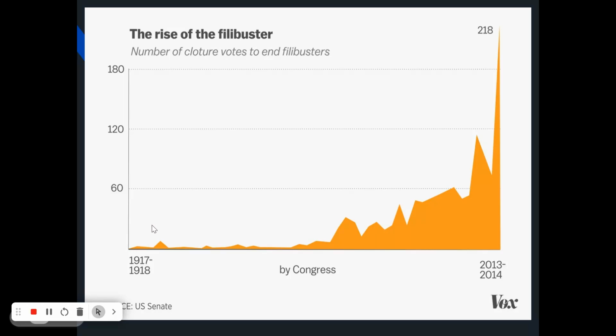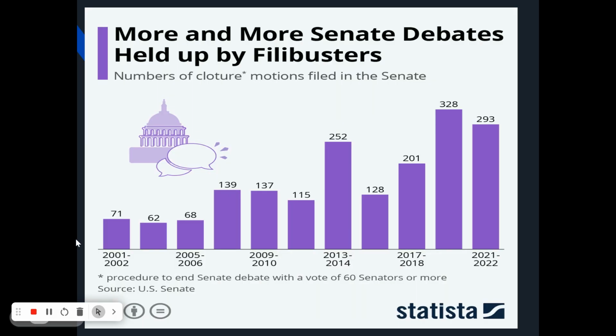You can see how much more frequently it's used in modern times. And again, this graph just shows you some of the more recent Senates, how frequently these filibusters occur now, just because the minority party doesn't want to let the majority party basically have their way, right? So again, this is pretty significant. The filibuster is another major reason why Congress is not passing a whole lot of laws.